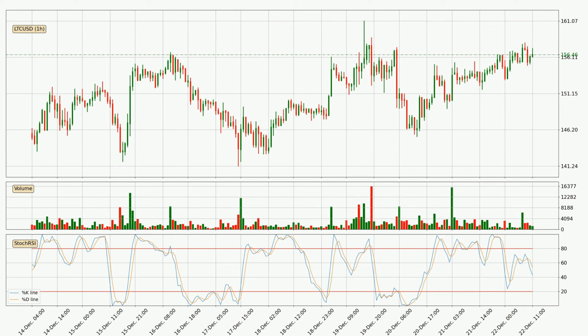Jumping to the hourly Stochastic RSI, the Stochastic RSI currently shows no overbought or oversold conditions, but we can see that the trend is currently going down because the K line is below the D line.